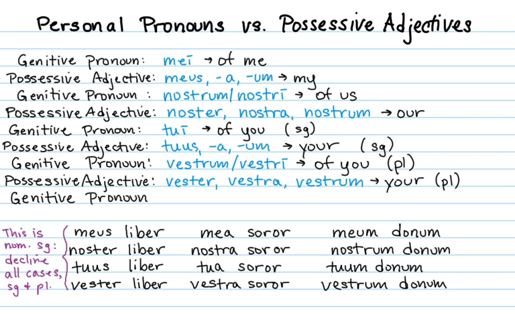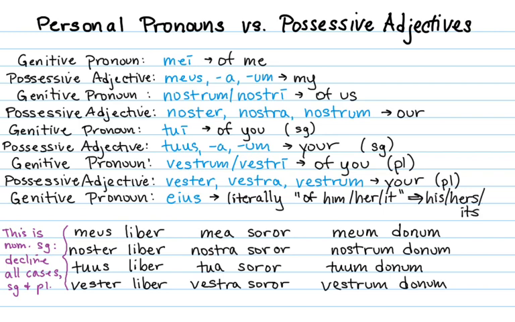And then lastly, you just learned that the genitive pronoun in the third person is eius, whether we're talking about masculine, feminine, or neuter. It literally means of him, of her, of it, but there is no possessive adjective that is the equivalent of his, hers, its. So in English, you can translate eius as his, hers, or its. As I mentioned, there is no possessive adjective equivalent for his, hers, and its. So instead, we will use eius.